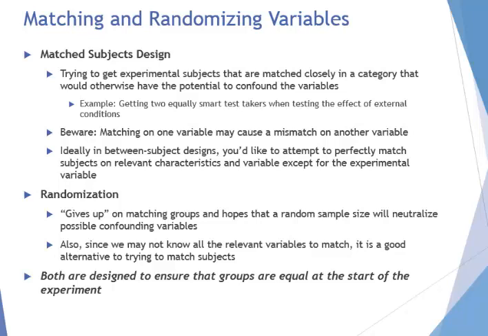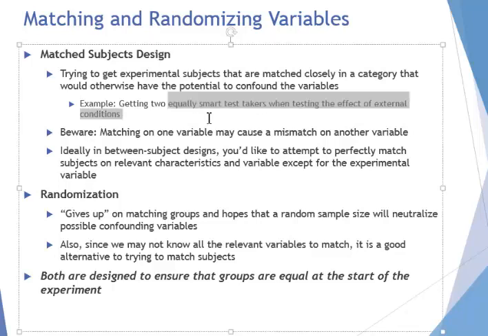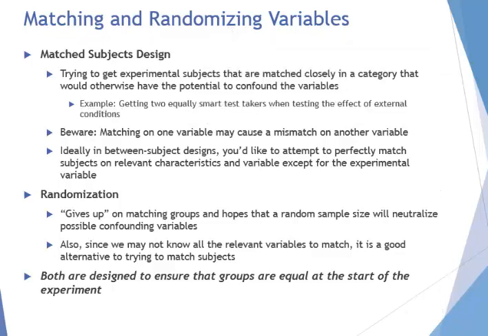And now we have a different question about what the best way to minimize confounding variables is. What's the best way to try to make sure that you have a good baseline? Well, one possibility is to try to match the subjects, try to get all the experimental subjects that are matched as closely as possible to avoid having confounding variables, getting two equally smart test takers in our hot and cold room.